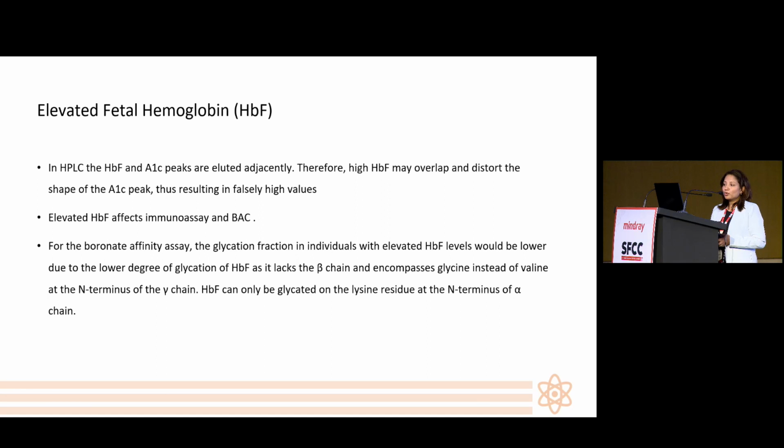Now, if we talk about the boronate affinity assay, HbF does not have the beta chain, it has the gamma chain. So in this case, the glycation occurs on the lysine residue of the N-terminus of the alpha chain, which makes the glycation slower, affecting this BAC assay.